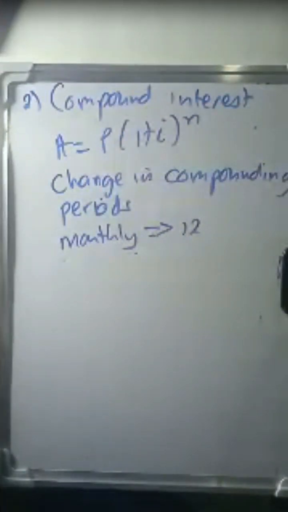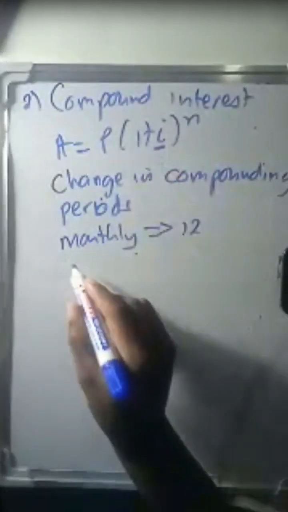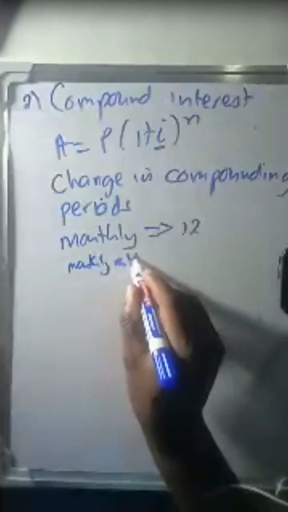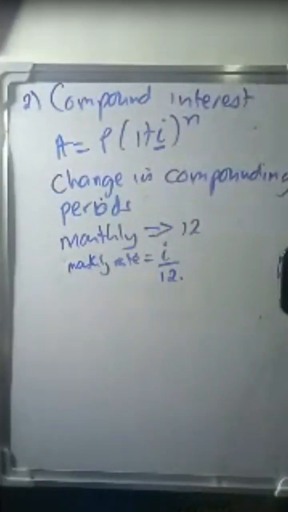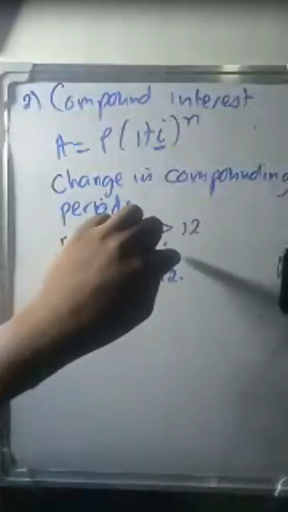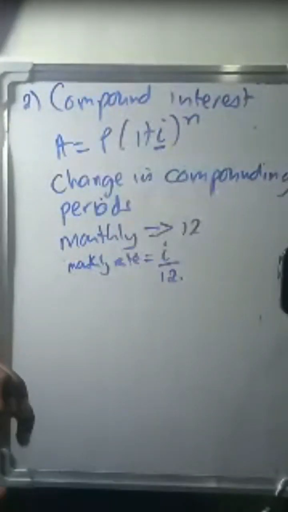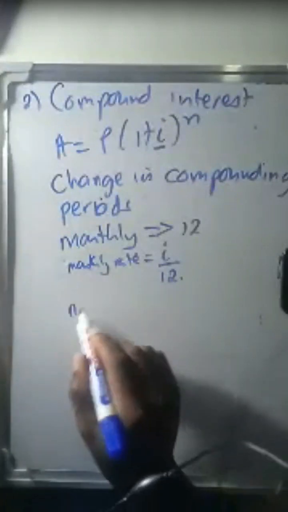So we no longer use the yearly interest rate. We need to find the monthly interest rate, which is going to be I divided by 12. The interest rate that will be given is a yearly interest rate. So in order to find the monthly interest rate, we have to divide the yearly interest rate by what? 12.